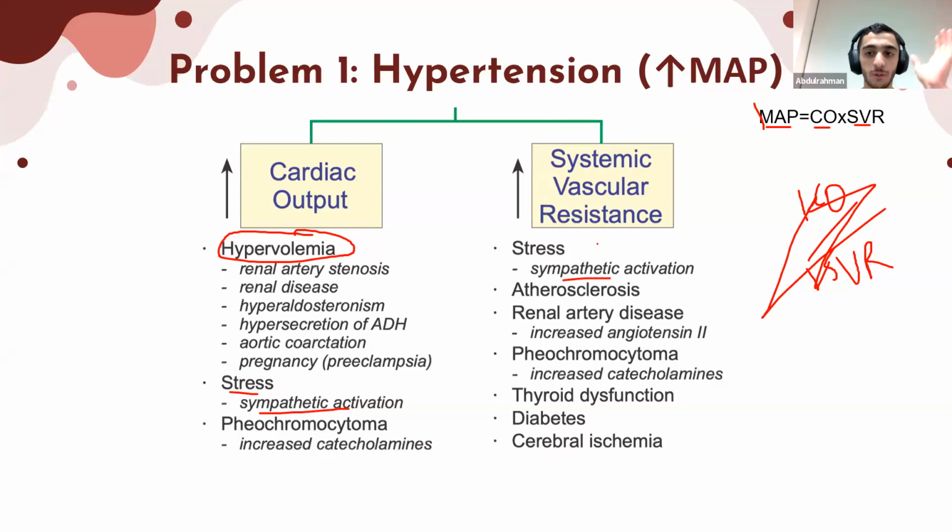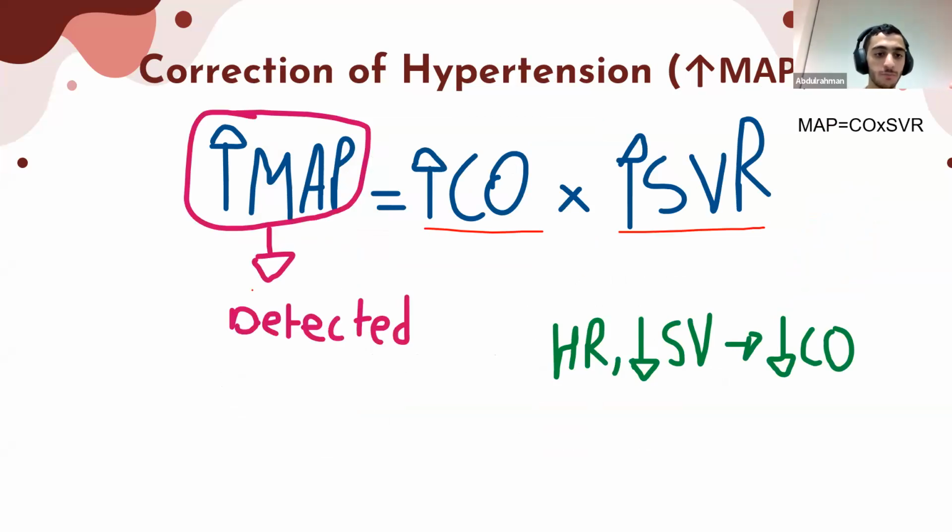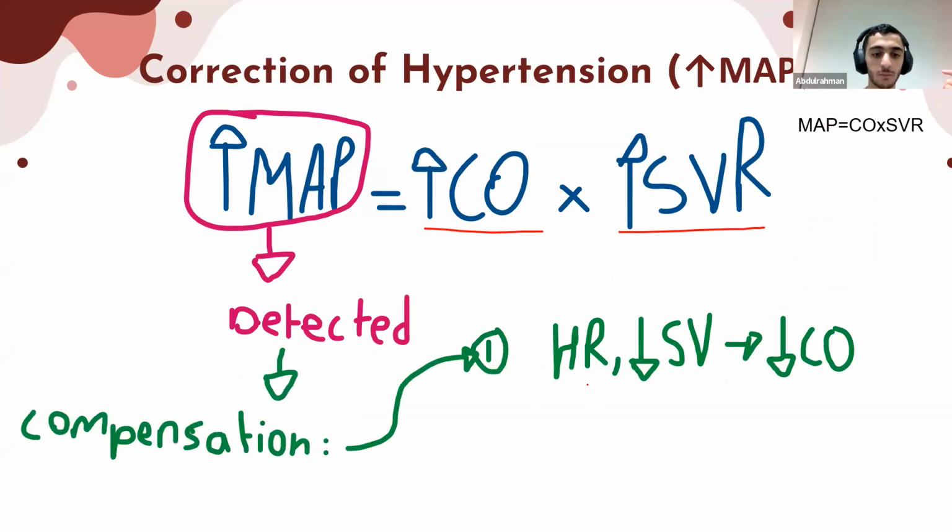Now, if we have this hypertension, whether it's an increase in cardiac output or a resistance that led to the high mean arterial pressure, our correction should be lowering this blood pressure. So how will we do that? All right. Since we said that the patient has a high cardiac output or a high resistance, our correction will be by lowering these two factors, right?